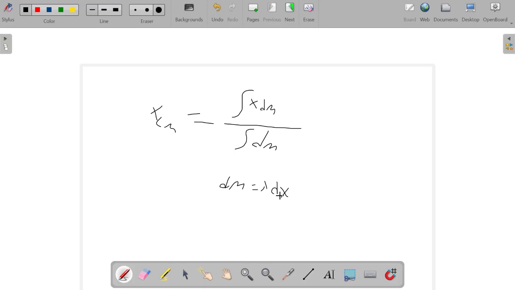We want to be able to change dm into dx, and that's also the same thing when you're solving for the mass of a free body too. Working with dm is incredibly hard. You want to change dm to a dx. This is how you do it for something that's linear.